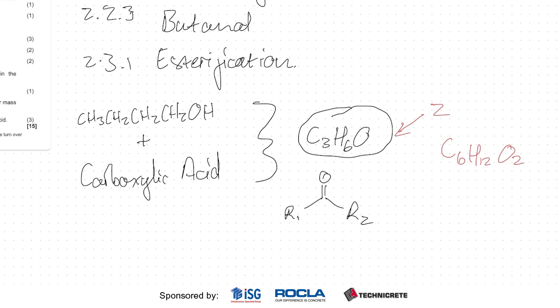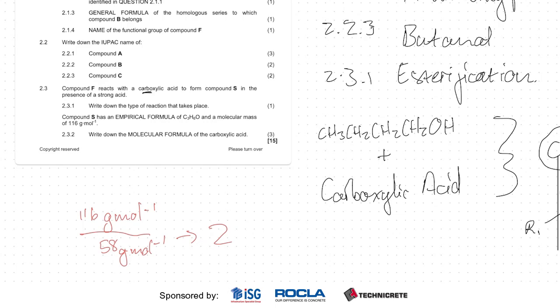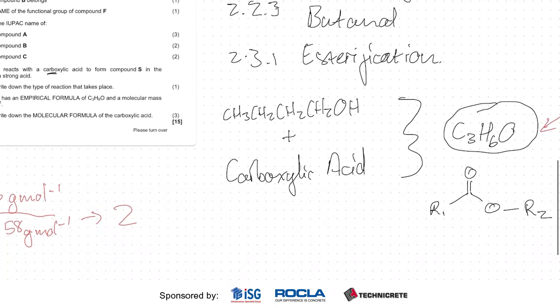Oh, and what I had drawn here is actually wrong. That's not an ester. That's a ketone. So it's supposed to be O and then the second group. All right. So have we answered the question? The molecular formula of the carboxylic acid.